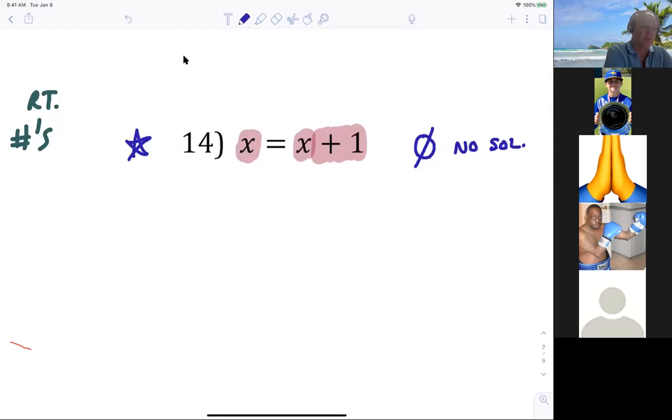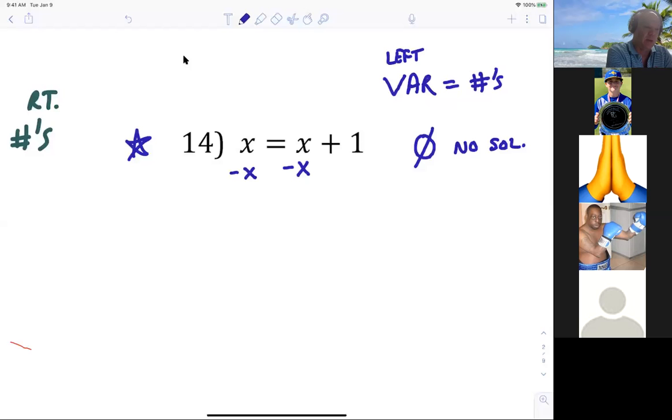Now, just to be clear on this, I'm going to show you something. Let's say you didn't recognize that was a contradiction. What we would do is subtract x from both sides. The reason we're subtracting x from both sides is because, from the previous lesson, I'm always trying to group my variables together, and I'm always trying to group my numbers together. So I want the variables on the left side, and I want my numbers on the right side. Left and right of what?